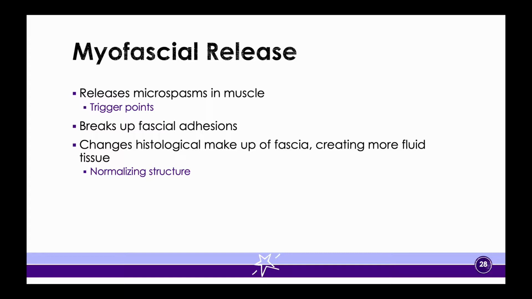And it actually starts to change the histological makeup of the fascia. The actual formation in the cells of the fascia, the microbiology of this, starts to change. And it makes it more of a fluid tissue instead of a tougher, viscous tissue. It ends up normalizing the structure a little bit more, and then allows us to combine that with stretching, because now we've normalized it, we've broken up some fascial adhesions, we've stopped some microspasming from happening. And what it does then is it allows our stretching to be an even more powerful move.